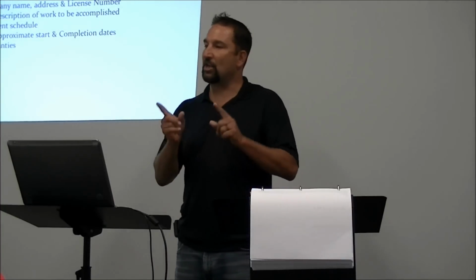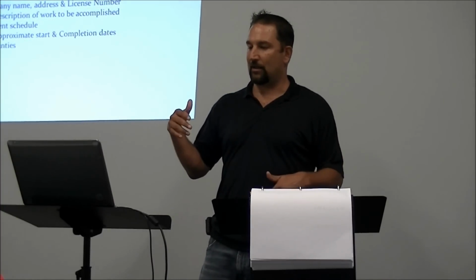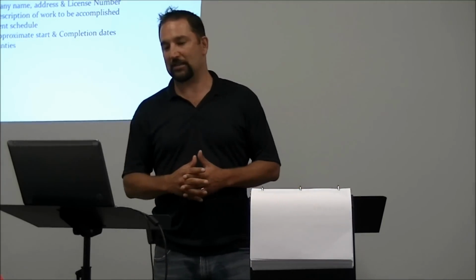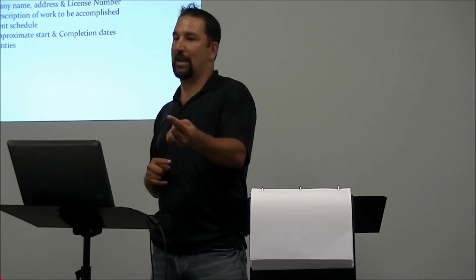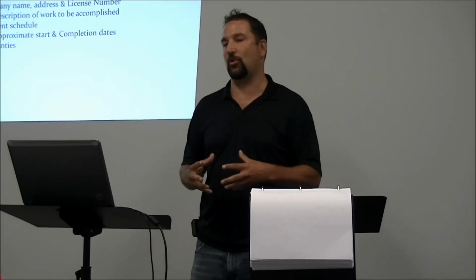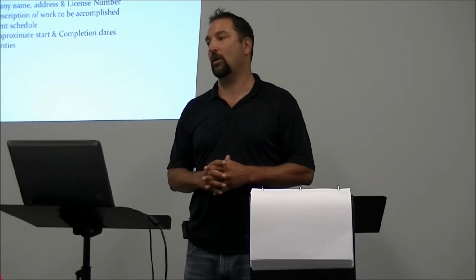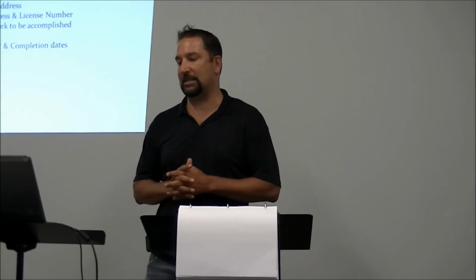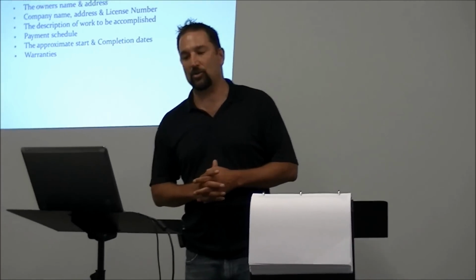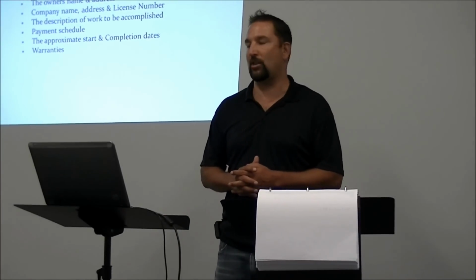Another thing that's supposed to be on an original construction contract is the owner's name and address. So you have to have the owner's name and obviously their address. Now, when it comes to your address as a business owner, just so you know, you can't use P.O. boxes. You have to have the physical address of where your business is. If it's in your home, it has to have your home address on there as your business address. Make sure you recognize that. You have to have company name, address, and license number on that contract.